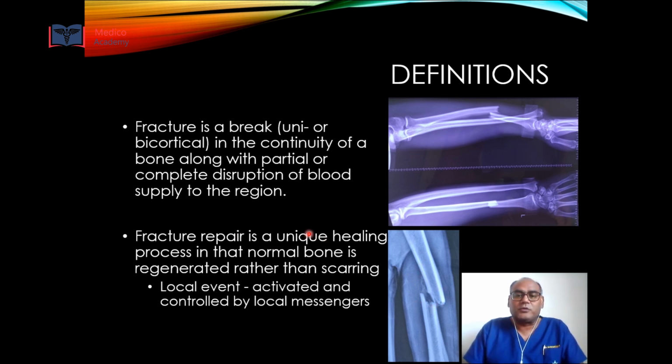I call it a unique process. Why unique? Skin also gets injured, but it forms a scar. Muscle also gets injured, it again forms a scar. Nerves, when they heal, hardly ever reproduce a nerve. But whenever a fracture heals, it always produces bone, unless the process is hampered. But we are not talking of the exceptions. The healing process will lead to formation of bone. That is why it is a unique process. It is a local event which is more or less controlled locally itself.